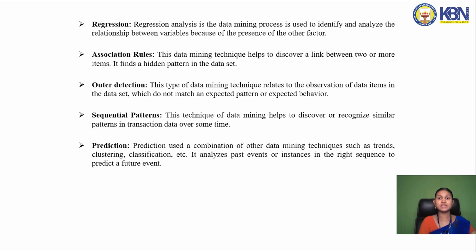Association rule. This technique discovers a link between two or more items, and you can also hide data in the data set based on the association rule. Next one, outlier detection. In this type of data mining technique, you collect the observations of the data items or data set. If these items are not matched, you need not implement the outlier detection. If the data is matched, you have to implement the outlier detection.